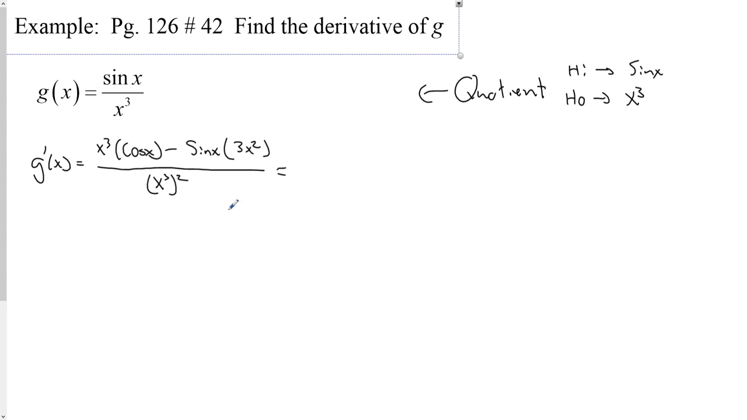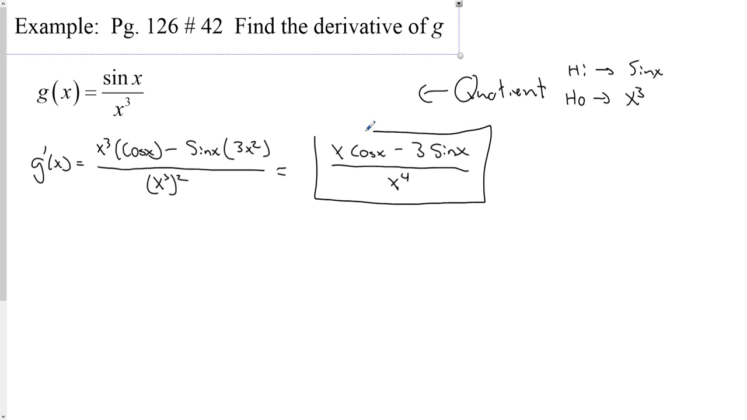So if I start canceling, this is going to be x to the sixth, but I can cancel out an x squared from all four of those terms. So I will have x cosine x minus 3 sine x all over, and I'm taking out 2, so it'll be x to the fourth. Now, since I don't have anything common for all three terms, this is going to be my final answer, and it'll be okay like that.